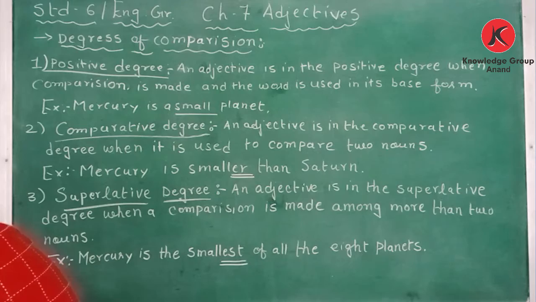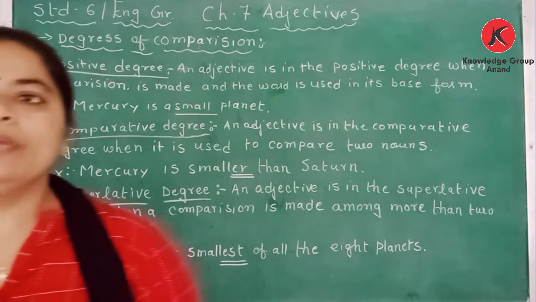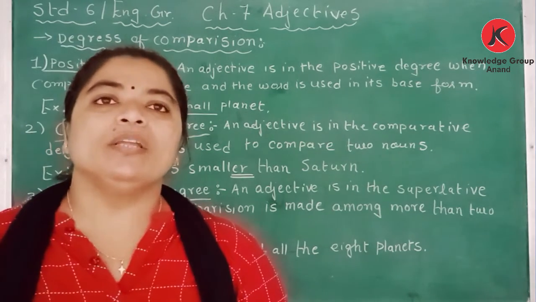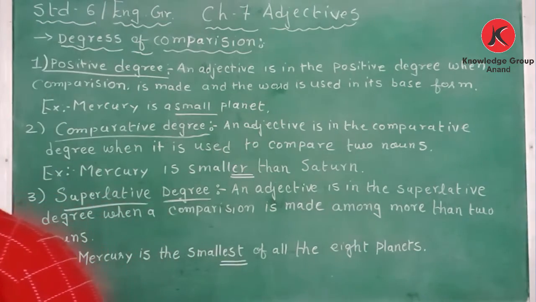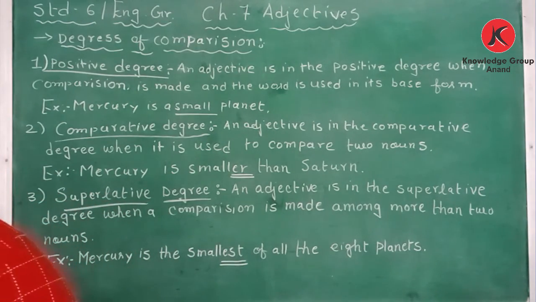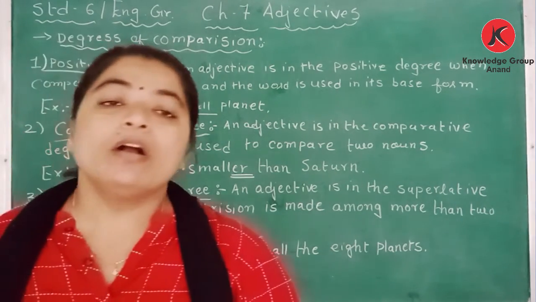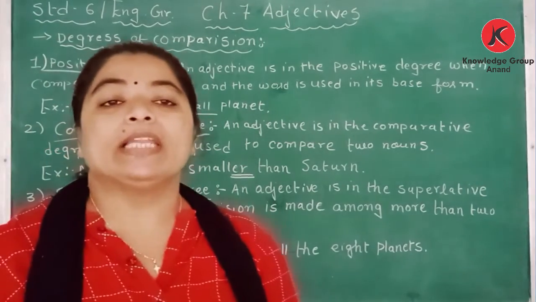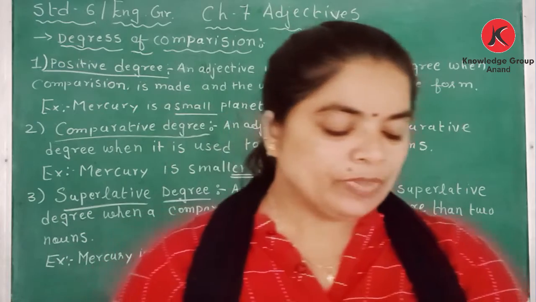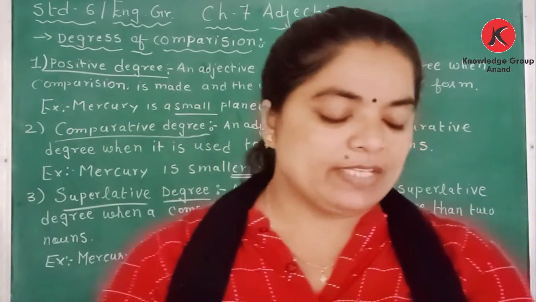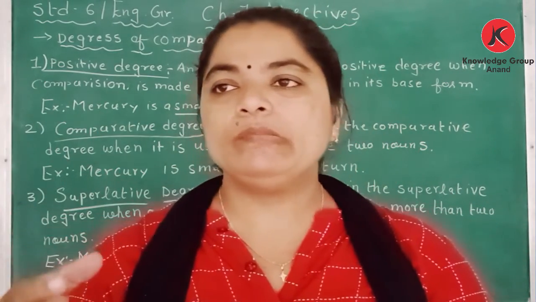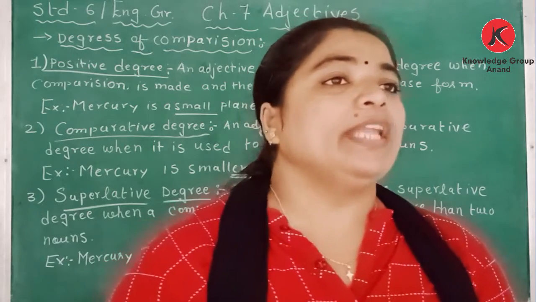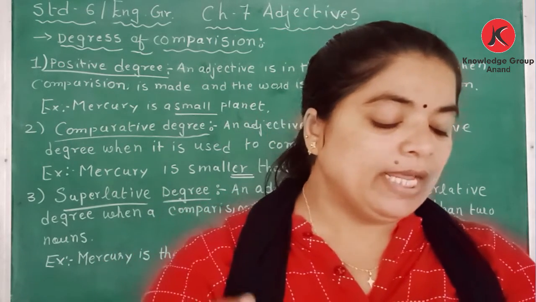Again, on page number 59, dear students, the tables of positive, comparative and superlative degrees are given in your textbook. At the end of the table, there is rule number 1.